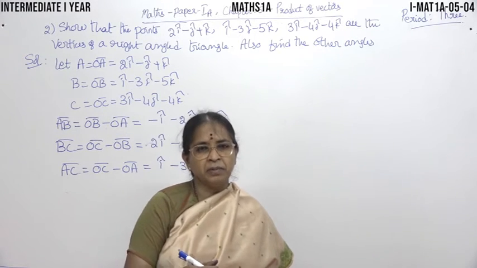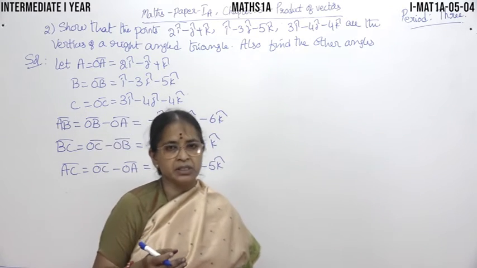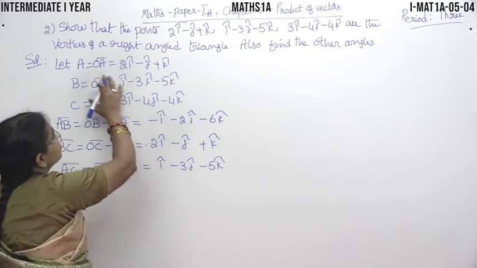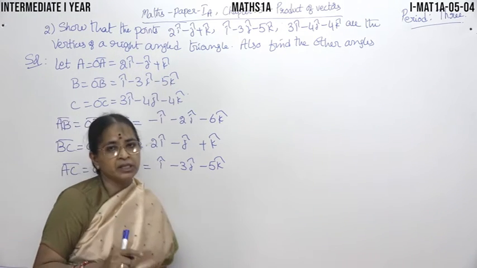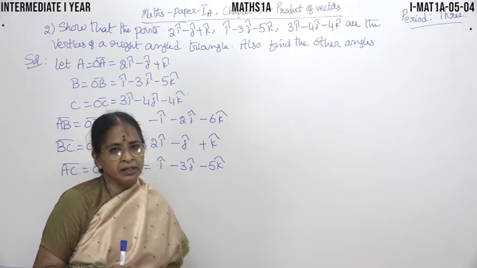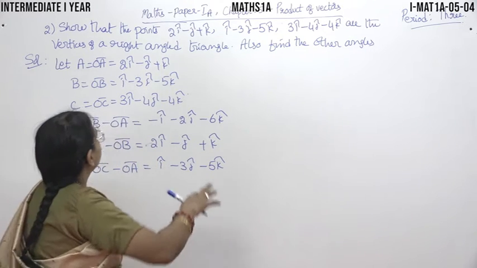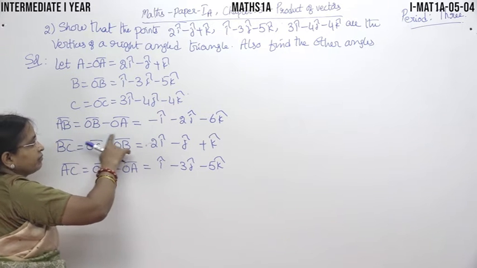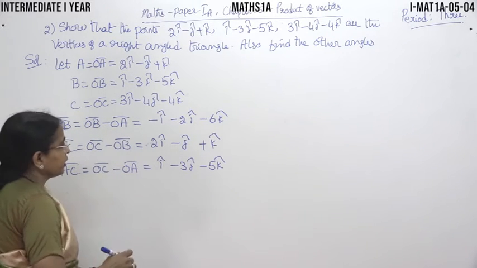See, in all these problems, we have the vertices as A, B, C. We should find AB, BC, CA and all. So, we are directly writing the values. You are given 3 points and you must show that they form the sides of a right angled triangle. And you must also find the other 2 angles. So first you take the points as A, B and C. You find the vectors AB, BC and AC. All sides you find out.